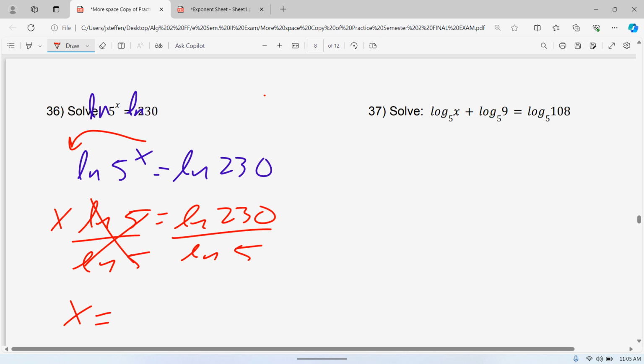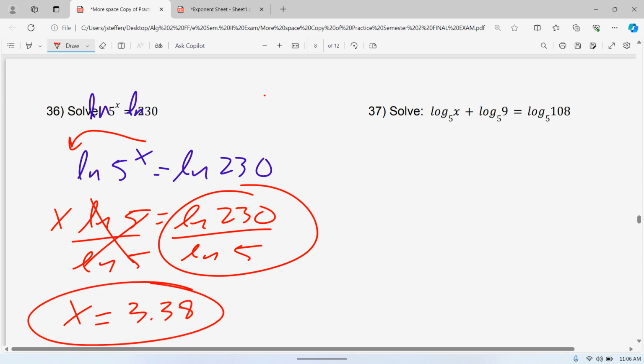The natural log of 230 is actually 5.4. The natural log of 5 is 1.609. I put my calculator like this, with parentheses. You end up getting 3.3.